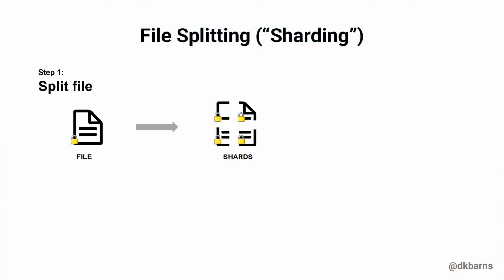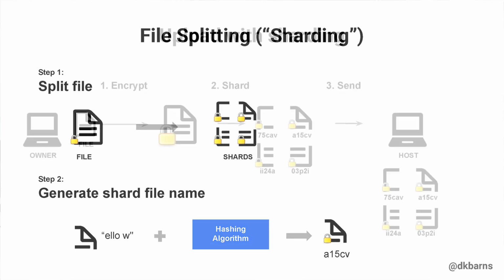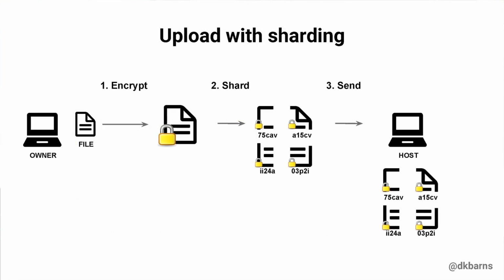Well, file sharding is going to be our answer to that. It starts off by splitting up a file into smaller pieces, and then we give each shard a unique name based on the hash of the contents of that shard. From there, we have this new upload process, and it's a bit safer, I guess. The host now has only a couple pieces of the file to deal with. We've also made our own lives pretty difficult.